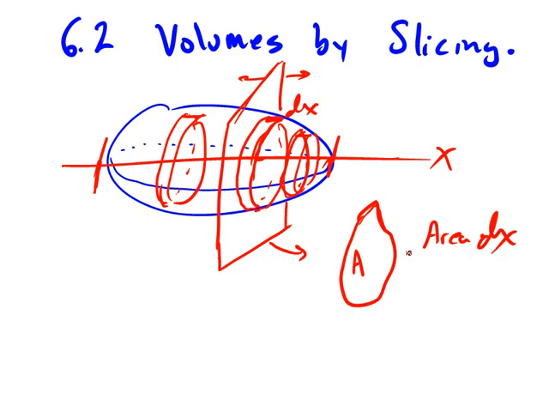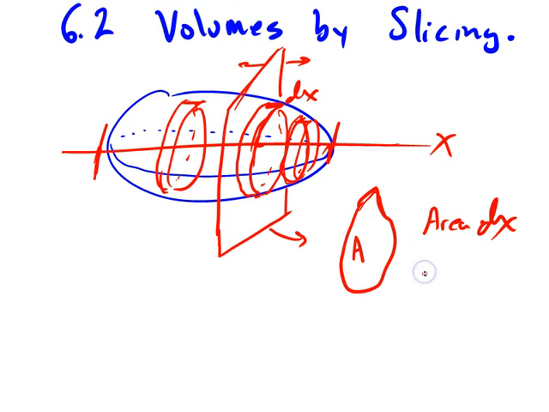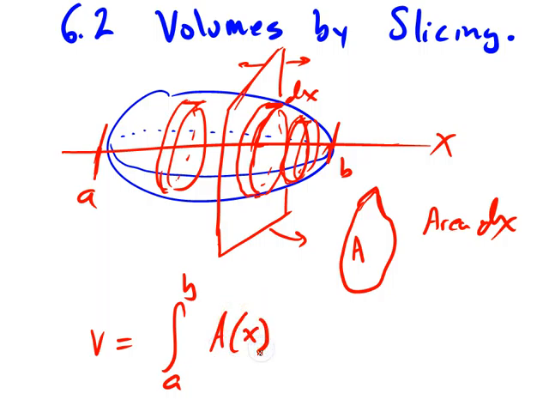It's the limit of a sum of things, right? So the total volume is the integral from some starting point, A, to some ending point, B, of this area. Now that area may be a function of x, because certainly the area of this slice is different than the area of that slice, because this one's smaller than that one. So area times dx, area times thickness, is a little bit of volume, and you add up all those volumes from A to B to get the total volume.